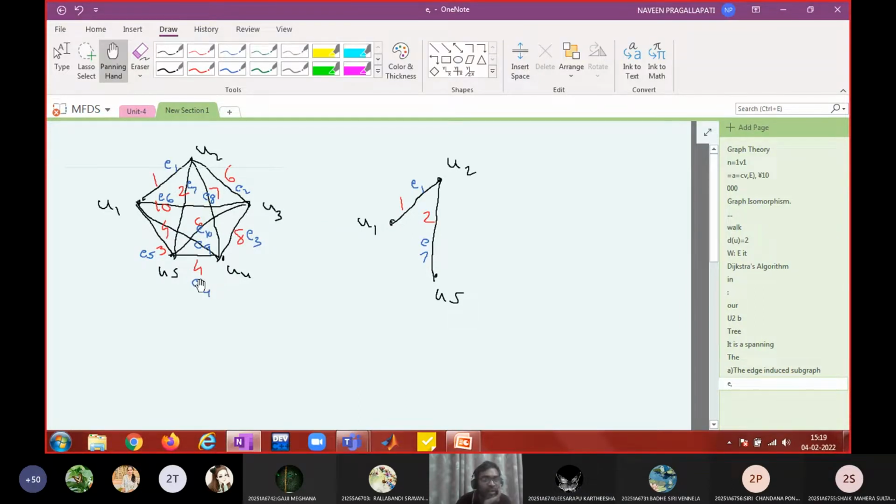Either you select E4, or what is the other thing I can select? E9 also I can select. Can you see that? Yes, sir. But when selecting this kind of edge, if that edge is attached to this, that should not form a cycle. If that is forming a cycle, don't select. Is it okay? Yes, sir.